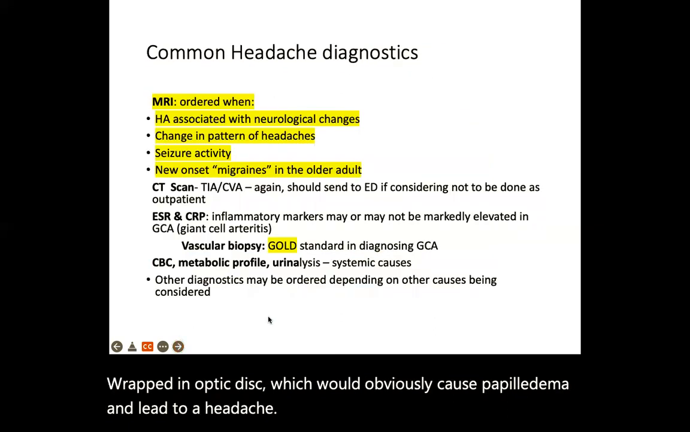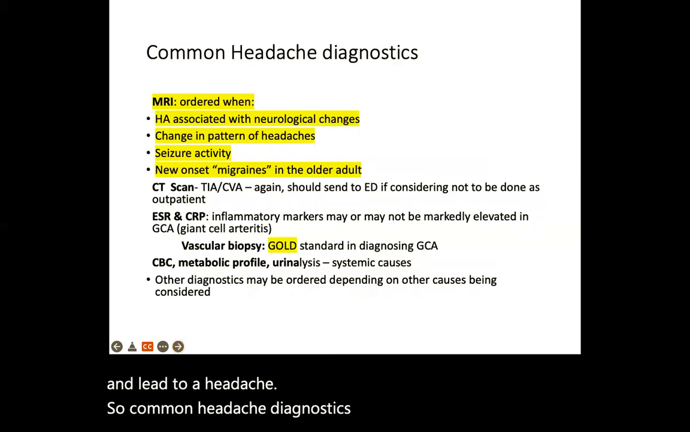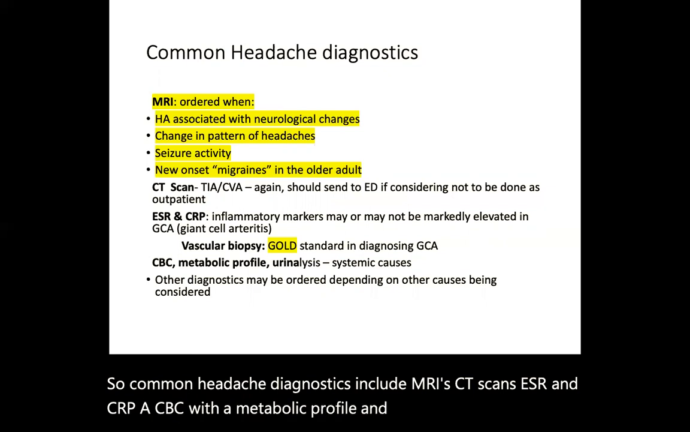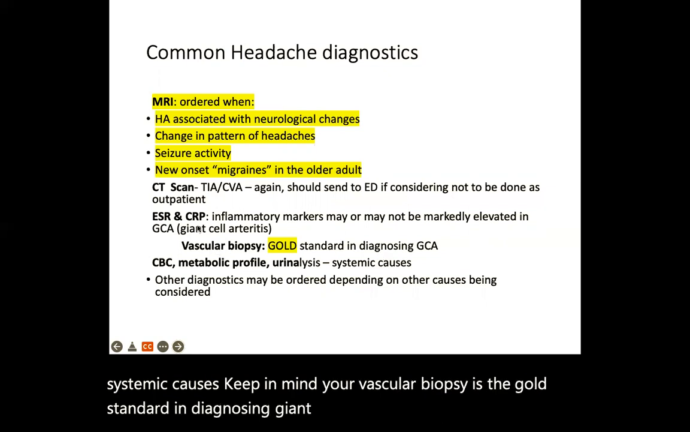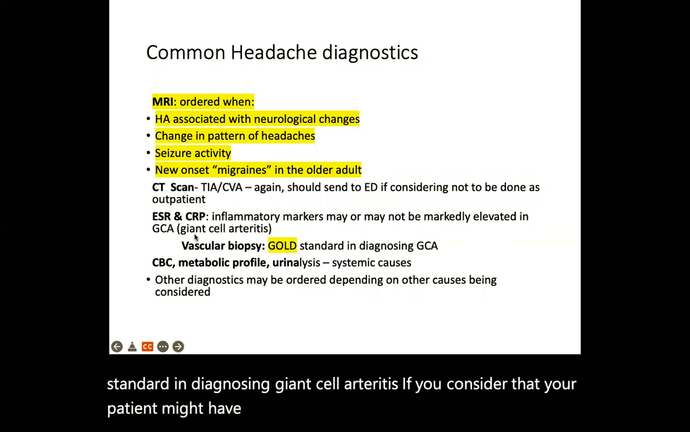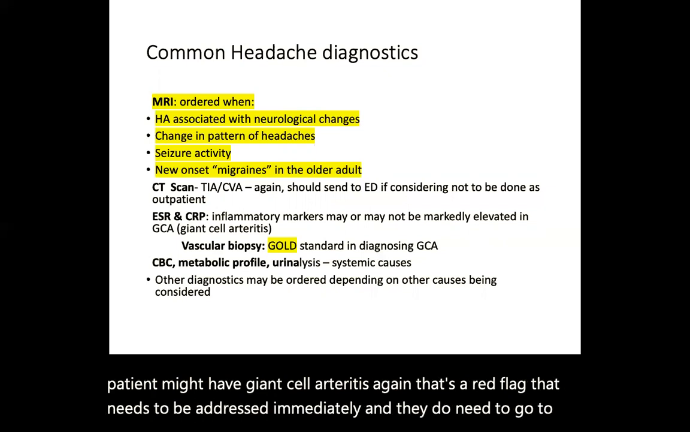So common headache diagnostics include MRIs, CT scans, ESR and CRP, a CBC with a metabolic profile, and a urinalysis, all to check systemic causes. Keep in mind a vascular biopsy is the gold standard in diagnosing giant cell arteritis. If you consider that your patient might have giant cell arteritis, again, that's a red flag that needs to be addressed immediately, and they do need to go to the emergency room.